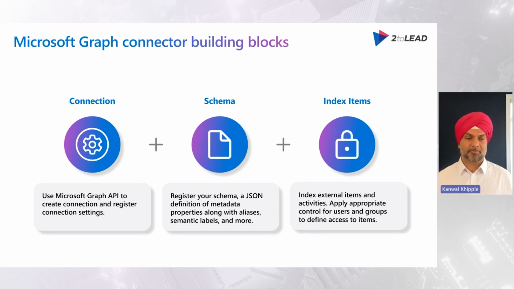This is creating the Graph API that is going to actually create a connection and register the connection settings. There's a schema, which is identifying this application that we're connecting to or this data set that we're connecting to, defining what that data structure looks like. It's a JSON file that includes the metadata, the properties, the labels, the semantic labels that you need, as well as the aliases. And then there's the index items. This is once the data has actually been ingested. It's the external items and activities and index of it. And generally, you apply appropriate control for users and groups in terms of the amount of access or the type of access they're going to have.